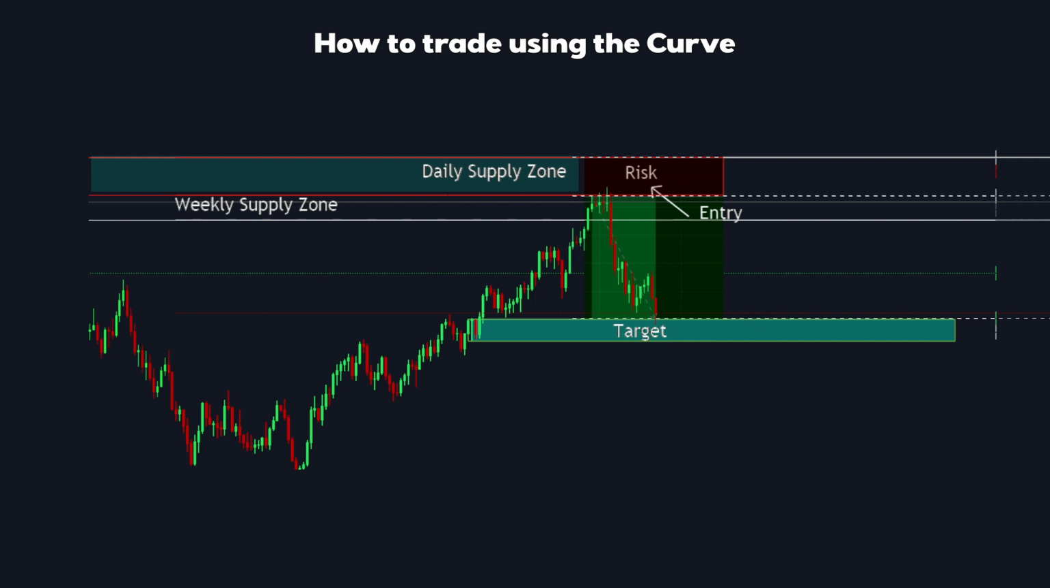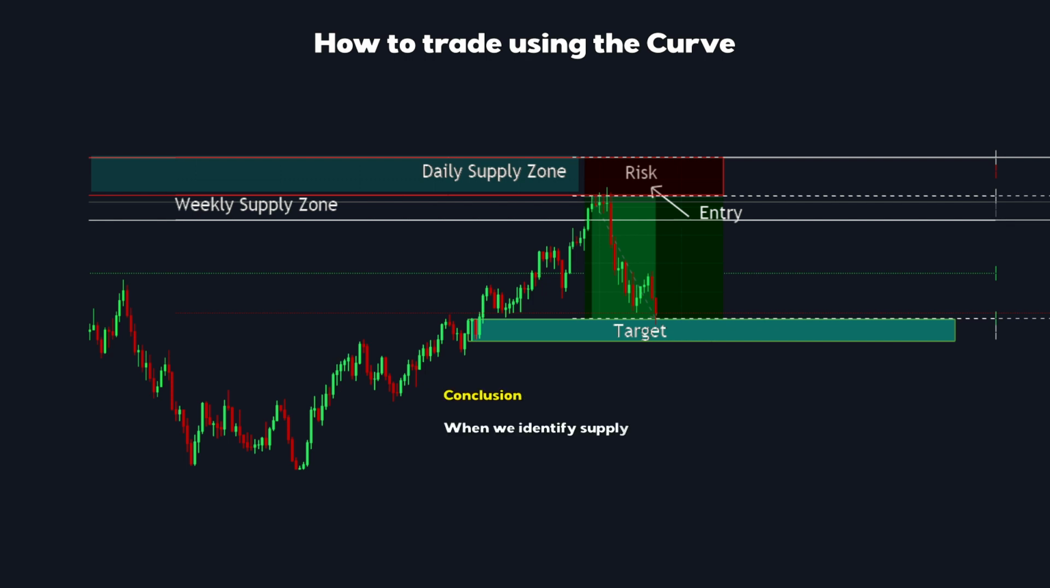Notice how the risk changes from monthly to daily supply zones. If we were to trade the monthly zone, we would have placed a large stop loss and price would pierce almost half of the zone before reversing back down, compared to the weekly and the daily supply zones.